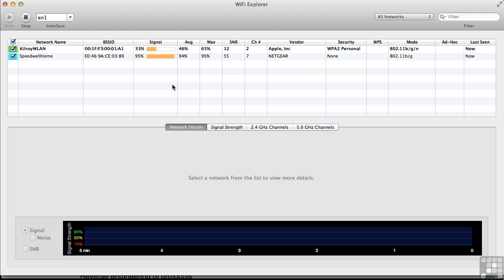Another way of doing rogue access points, and you'll find this sometimes in public places, you just stick up an access point where there is no authentication. So like Speedwell Home here has no security. It's just an open authentication, open access point. You throw it up, and sometimes people will just connect to those and start transmitting data.